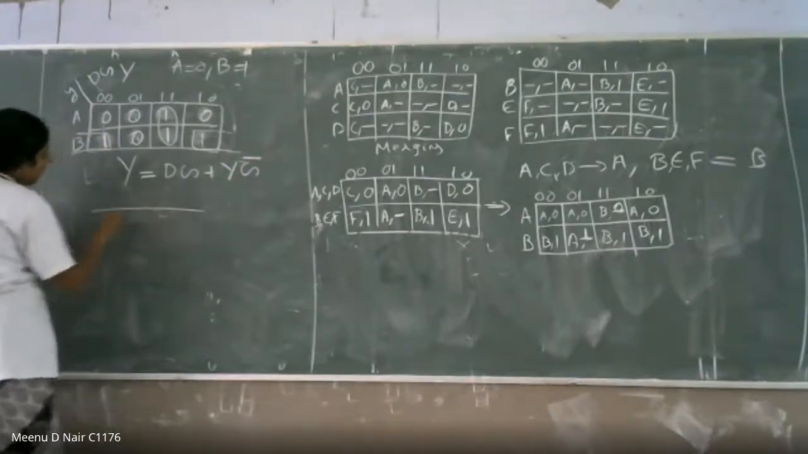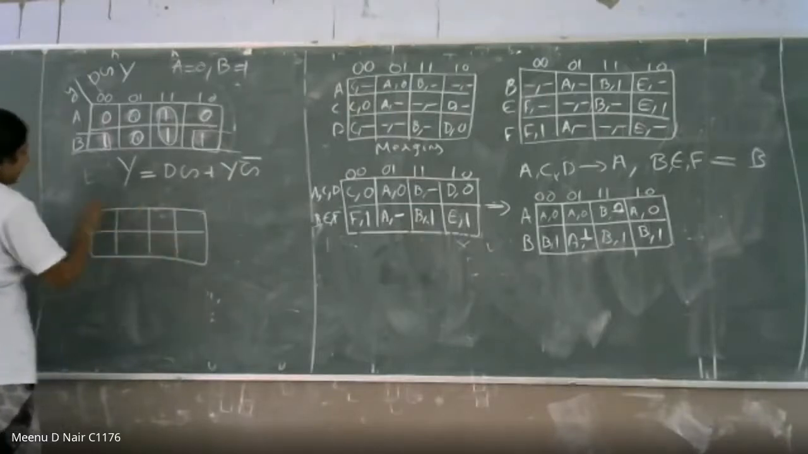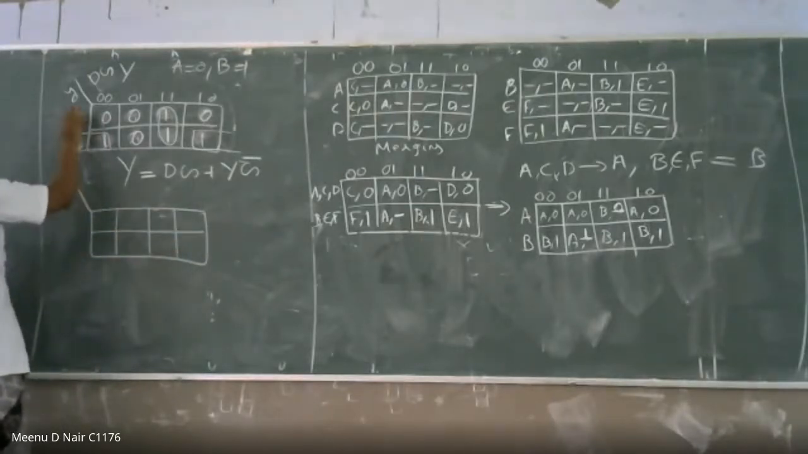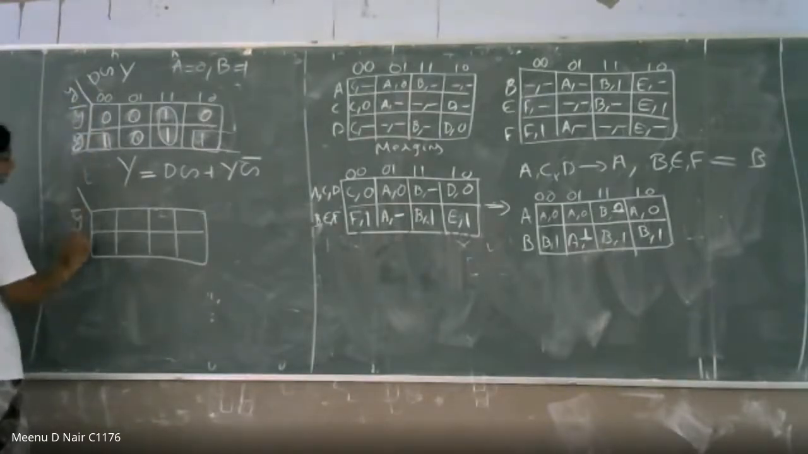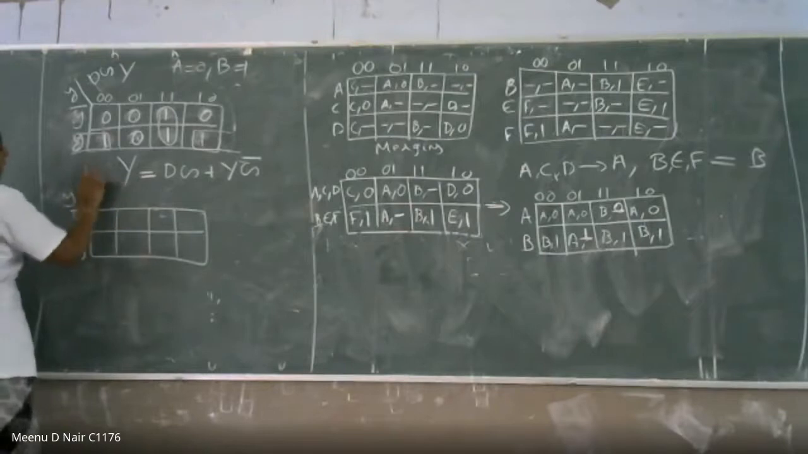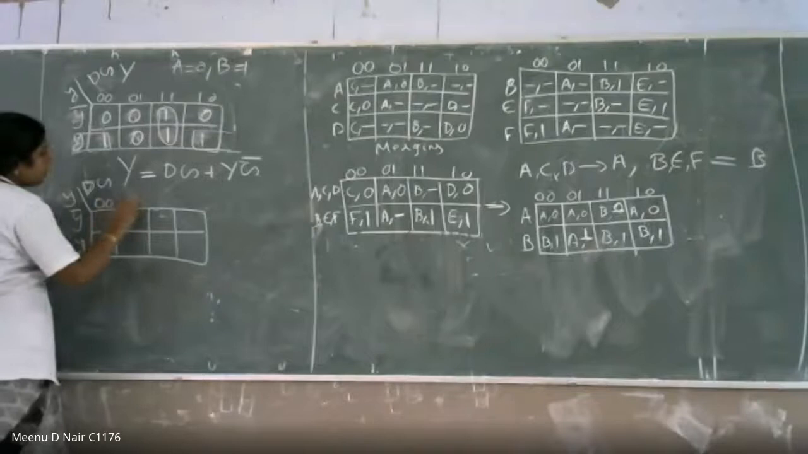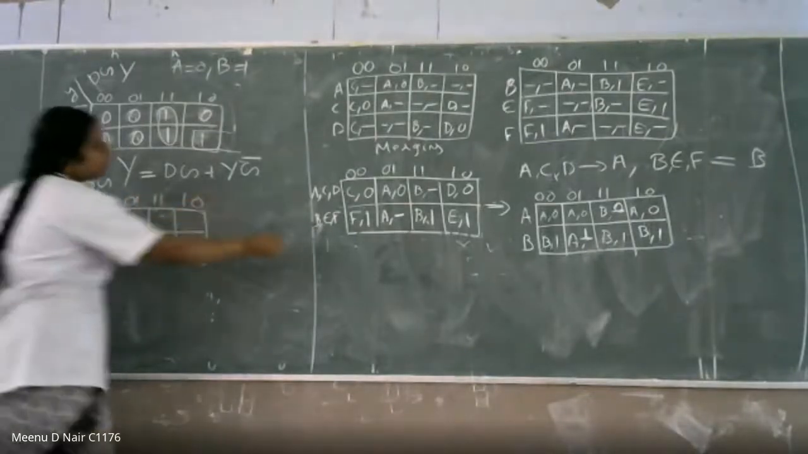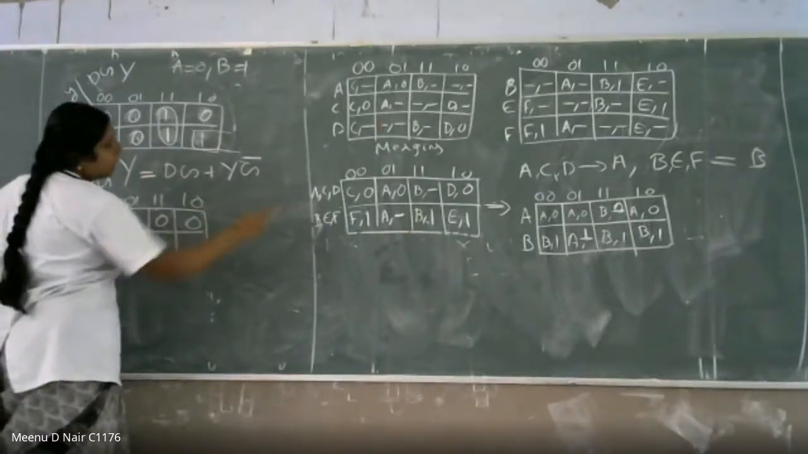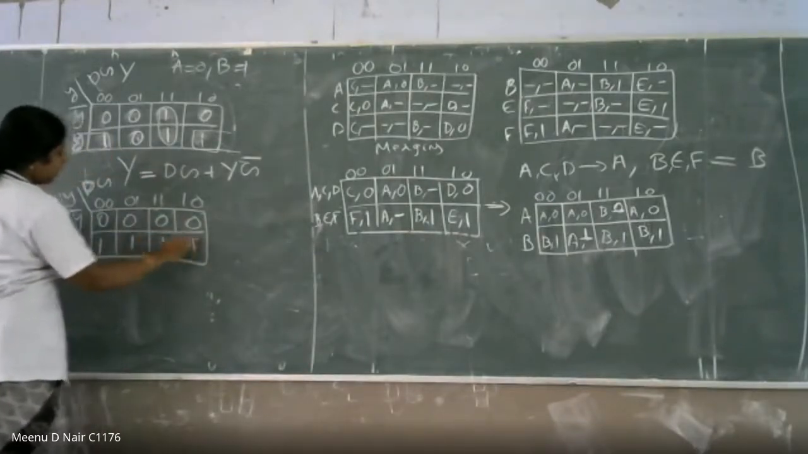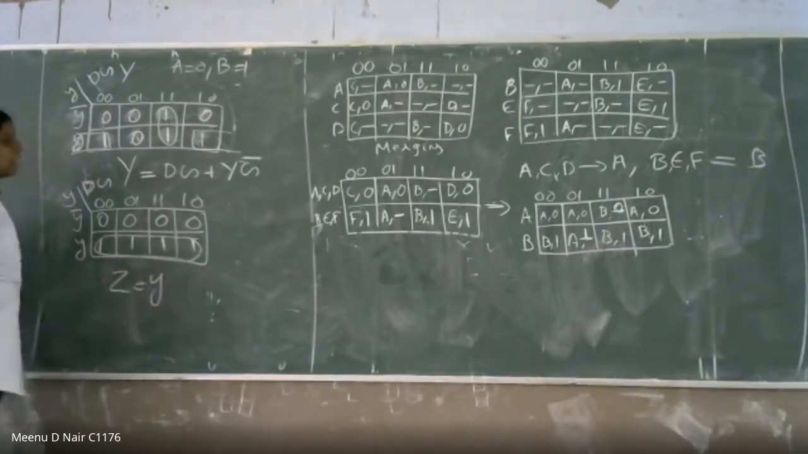Then in a similar way you have to draw the output also. Output is this is b, you can put it as y bar y. And here also y bar y, this is y d g, 0 0 0 1 1 1 1 0. So you can take the output from here. So 0 0 0 0, then output is 1 1 1 1. So what is the output? Z is equal to y.